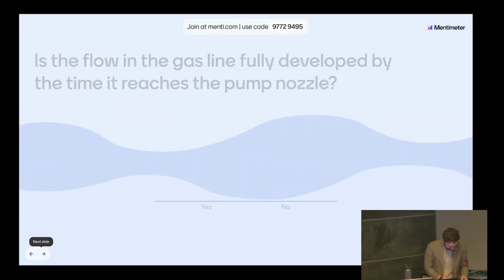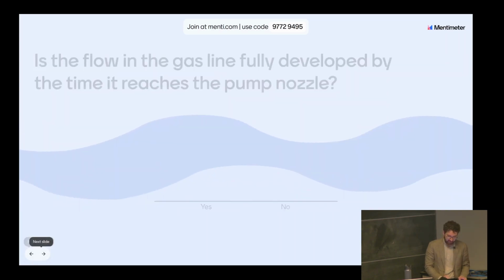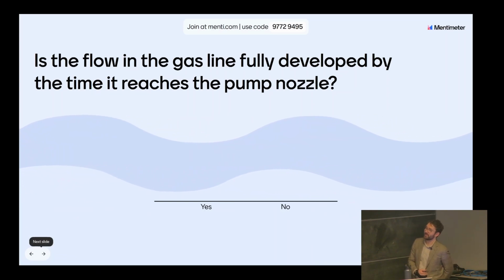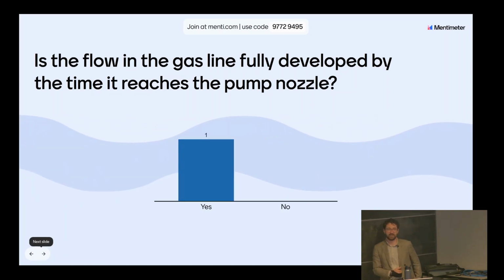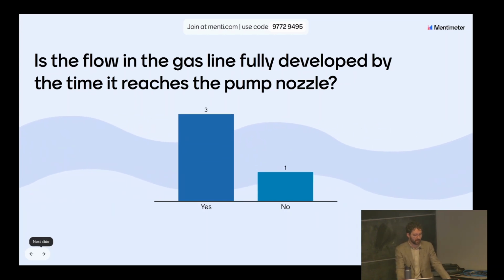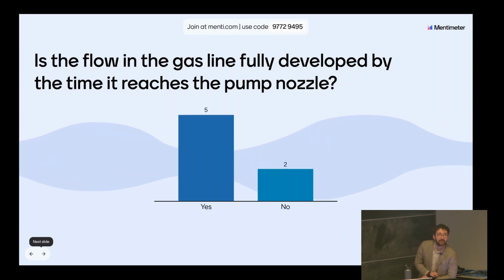I'm going to check what my next question is. Maybe we'll do this one before I tell you what this actually means. So do you think that the flow in the gas line will be fully developed by the time it reaches your pump nozzle? Meaning, do you think the velocity profile will be changing by the time it arrives there? A lot of yeses.